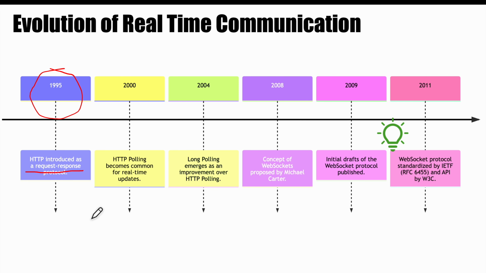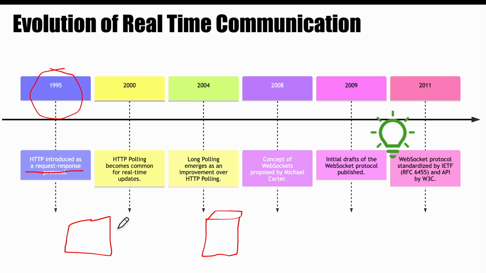protocol. What does it mean? It means that we have a client, let's say this is a client browser, and we have a server, let's say this is a server. So the client sends a request to the server, and based on the request, the server gives a response back to the client. So this is basically the request response protocol.